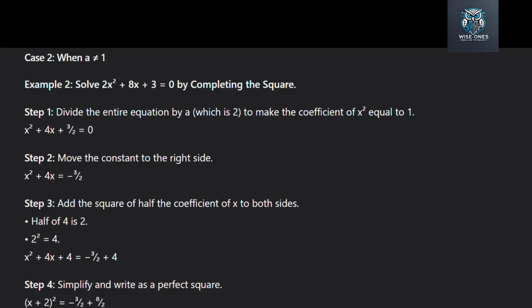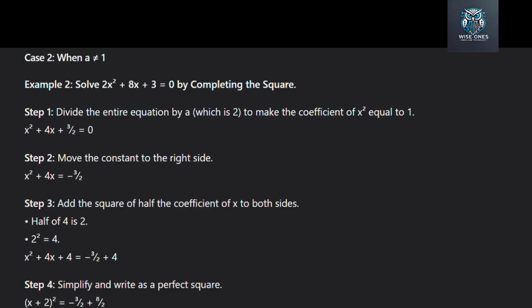2x squared divided by 2 is x squared. 8x divided by 2 is 4x. 3 divided by 2 is 3 halves. 0 divided by 2 is 0. So the equation becomes x squared plus 4x plus 3 halves equals 0. Step 2. Move the constant to the right side. The constant is 3 halves. We subtract 3 halves from both sides. So we write x squared plus 4x equals negative 3 halves.